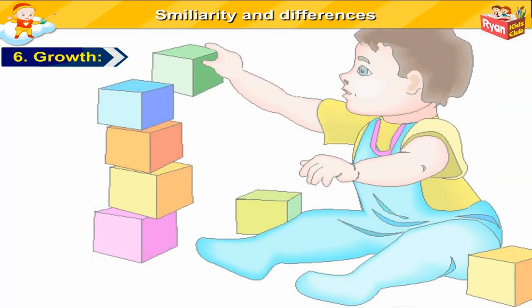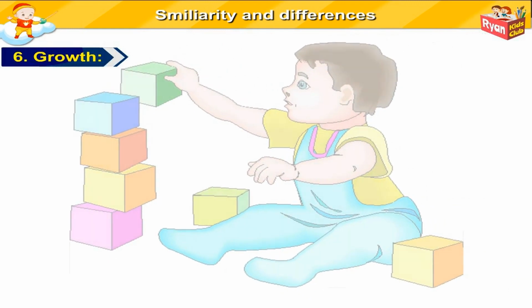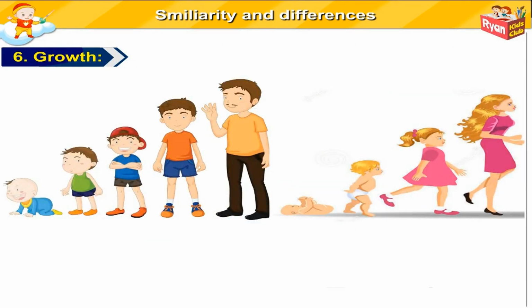6. Growth. The body of a person becomes bigger as he or she grows up. Thus, a small boy or girl looks small, while a young man or woman looks much bigger.